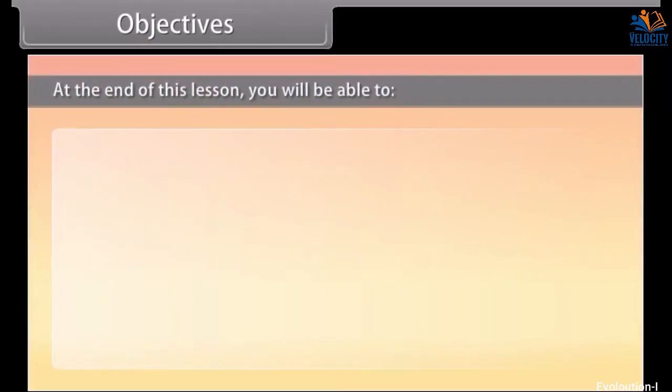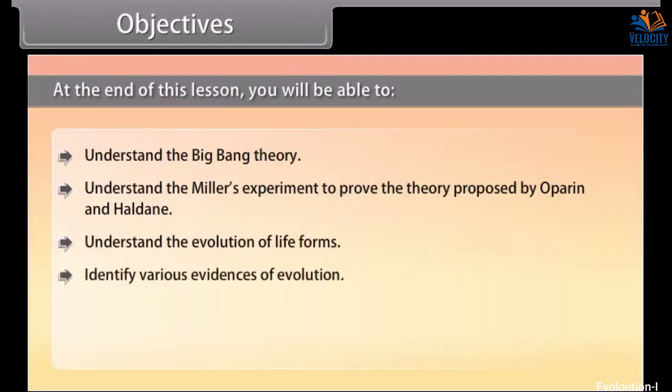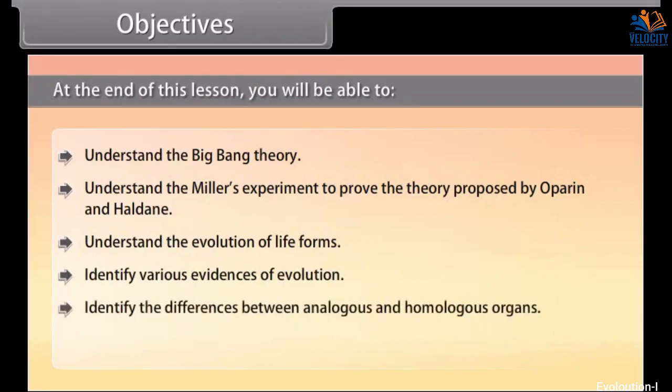Objectives. At the end of this lesson, you'll be able to understand the Big Bang Theory, understand Miller's experiment to prove the theory proposed by Oparin and Haldane, understand the evolution of life forms, identify various evidences of evolution, identify the differences between analogous and homologous organs, understand the concept of adaptive radiation.